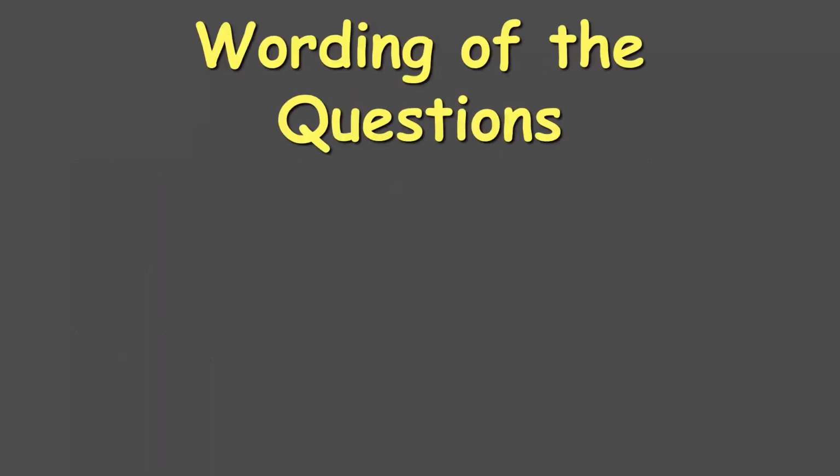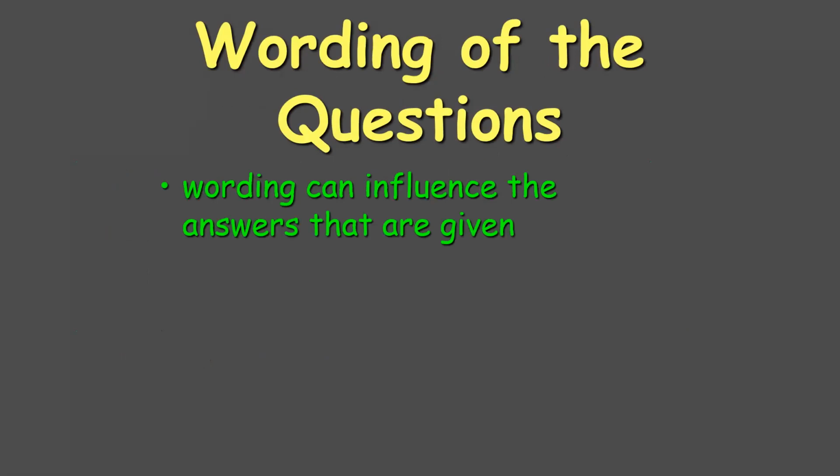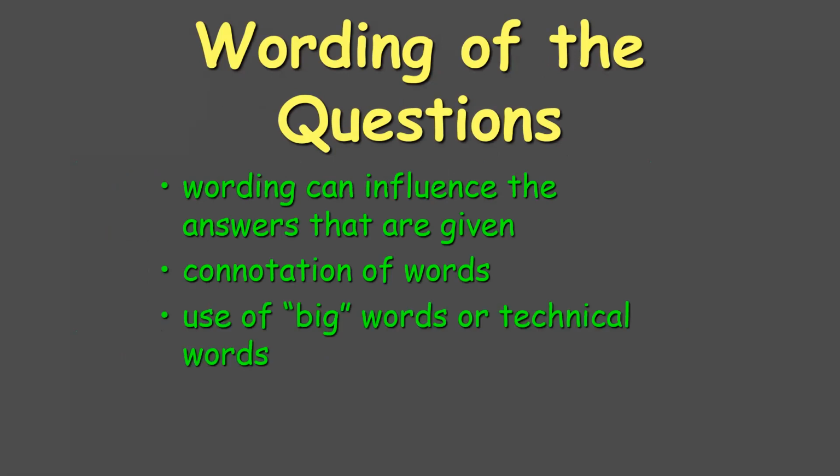The wording of the question is another type of bias. Wording can influence the answers that are given, and it could be the connotation of words. Am I using big words? Am I using small words that people don't know? As I just said, big words are technical words. Maybe you're using a word that people don't understand, and so they're answering incorrectly because they think the definition is something else.